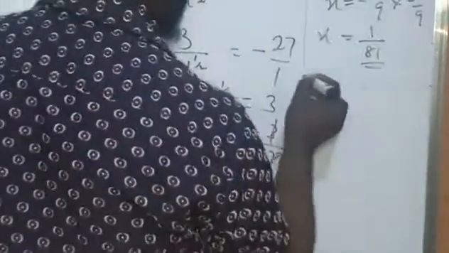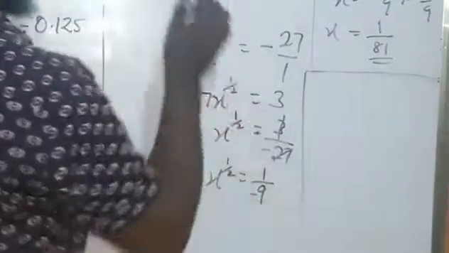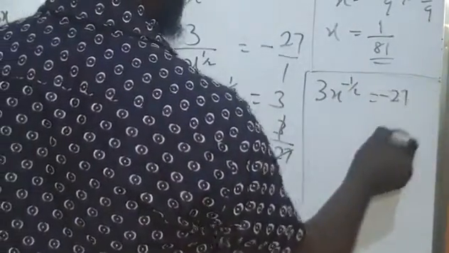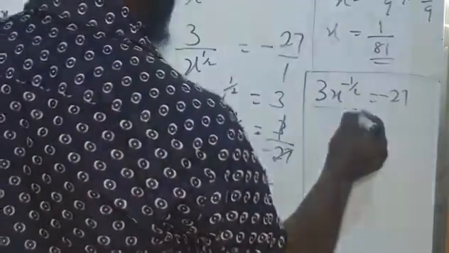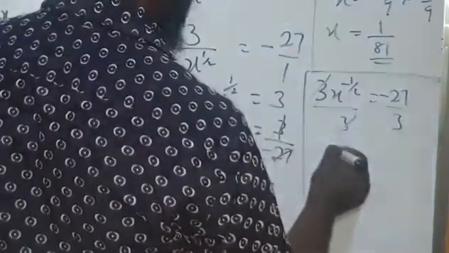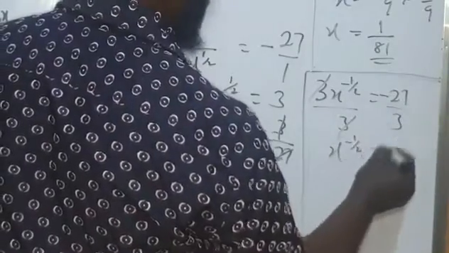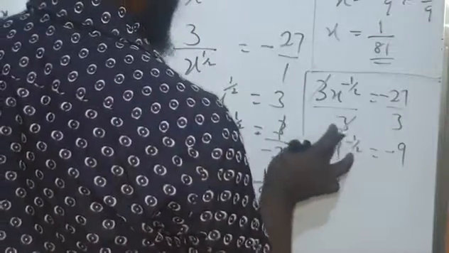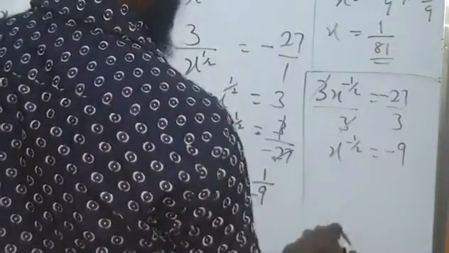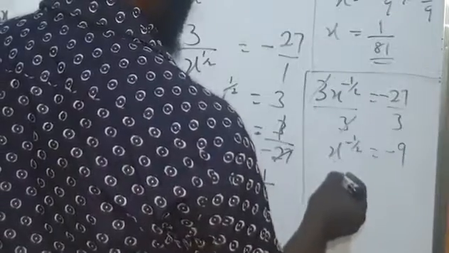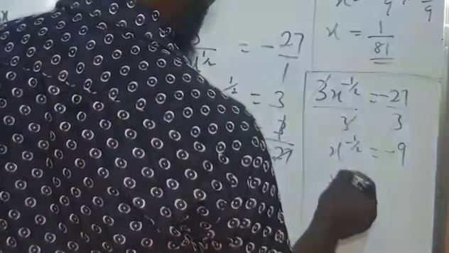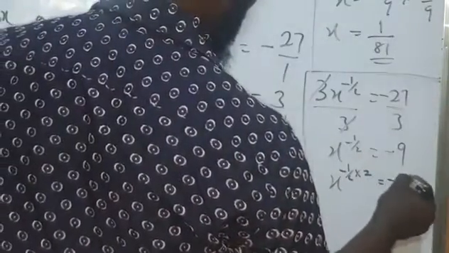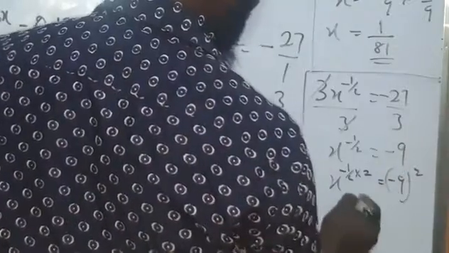Another shortcut of doing this is this. When you have 3x raised by minus half equals minus 27, what we're going to do is just divide both sides by 3. So this cancels this. Then x raised by minus half equals what? Minus 9. Right? So this, we square both sides. So we're going to have x raised by minus half times 2, that is also minus 9 raised by 2. So this cancels this.